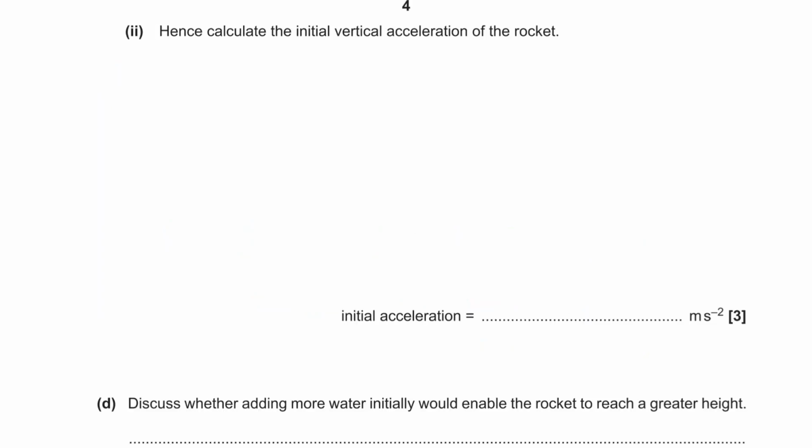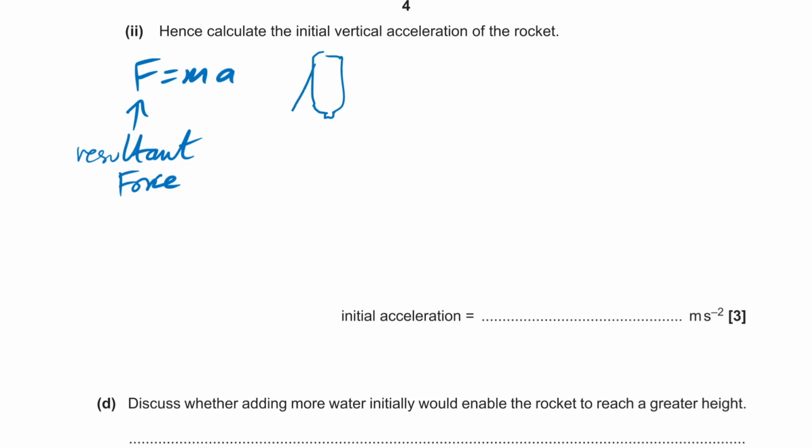Calculate the initial vertical acceleration of the rocket. We know we're going to have to use F equals ma, but remember that m is total mass, and this is also the resultant force. So we have our rocket. Let's draw our forces on there. We have our thrust pushing upwards. I'm going to call that T.